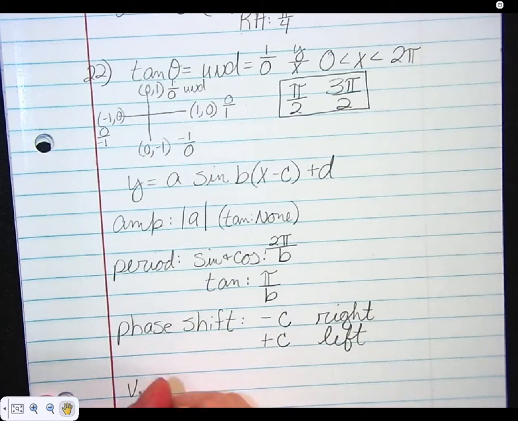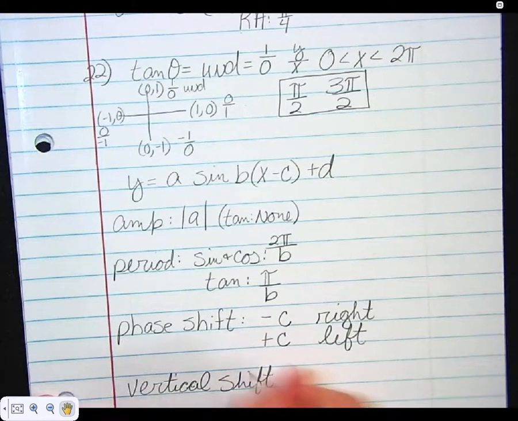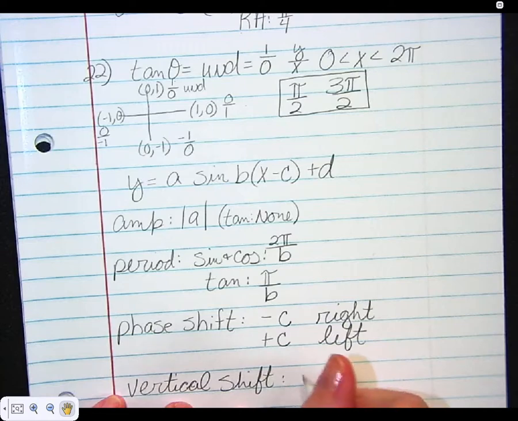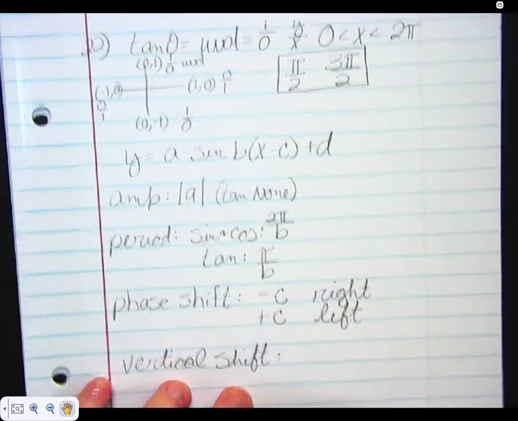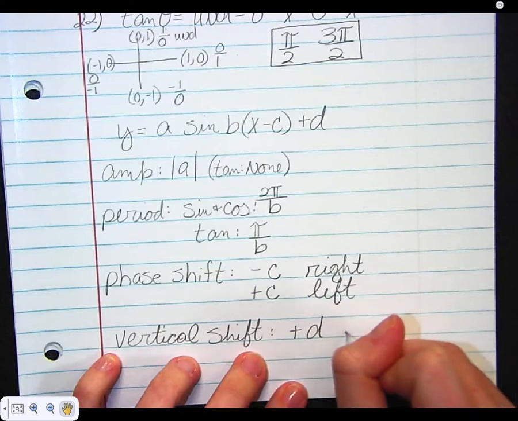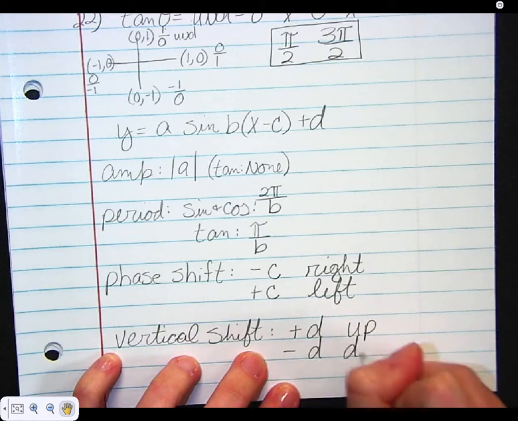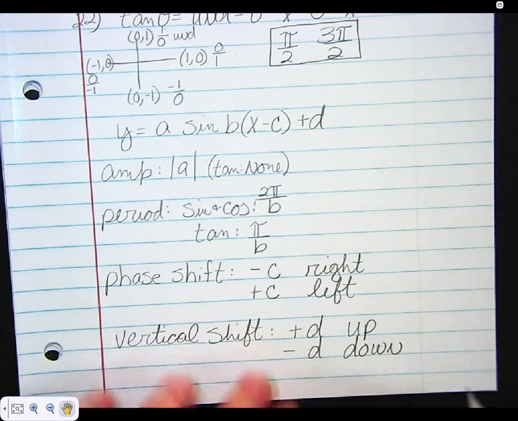And then finally, they'll ask you some questions about the vertical shift. And that's going to work with your d value. This is the idea of how far up and down it's going to move. And that one does go in the direction you would think. So if we add d to the end back there, that's going to move up a value of d. And if I subtract d, that's going to move down a value of d. So those do go in the direction that you would think.